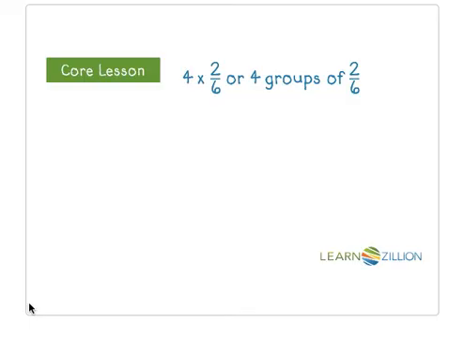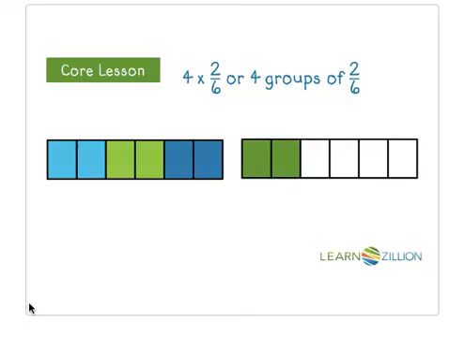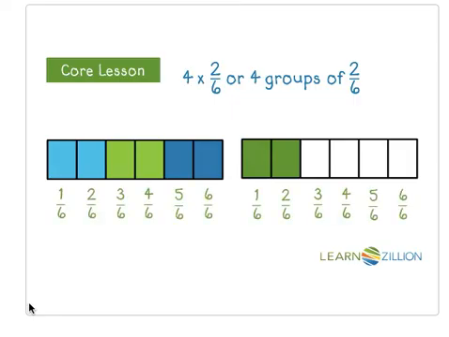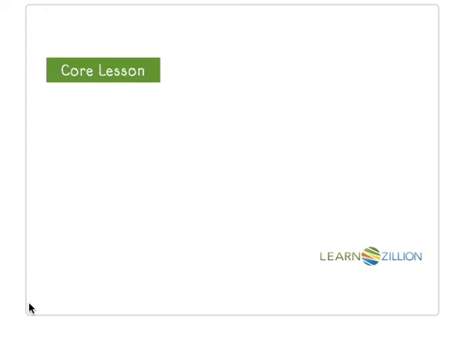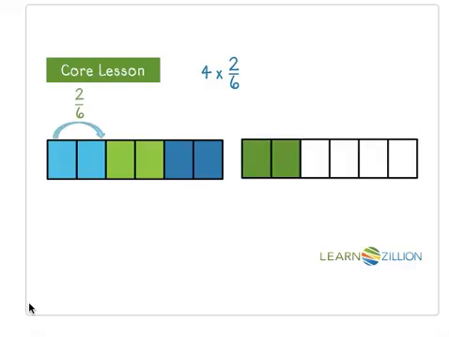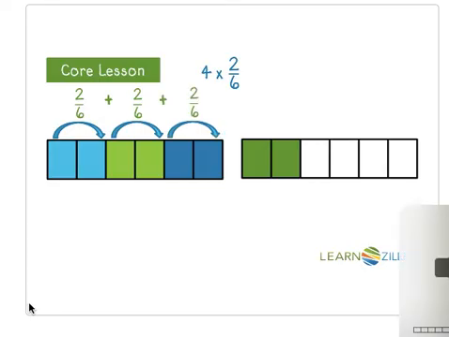To solve 4 times 2/6, we will need a fraction model divided into 6. This fraction model represents 2 rectangles that each are divided into 6 equal pieces. Each piece represents 1/6. We need to show 4 groups of 2/6. 4 groups of 2/6 is the same as 2/6 plus 2/6 plus 2/6 plus 2/6, which equals 8/6.